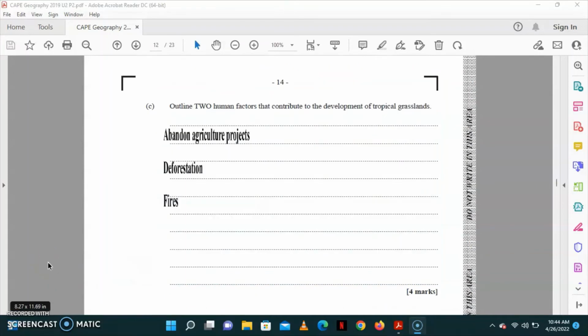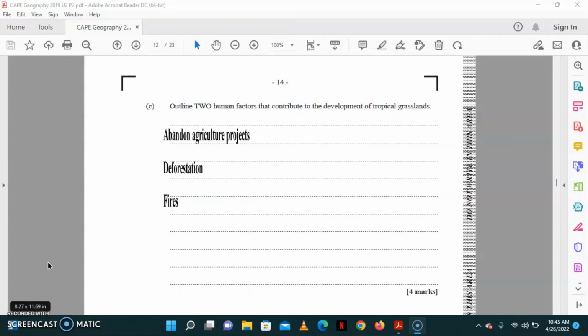Part C to the question asks that we outline 2 human factors that contribute to the development of tropical grasslands. Now, 2 human factors that basically contribute to the development of tropical grassland are, for example, abundant agricultural projects, which basically leave bare unfertile soil. You have deforestation for housing.